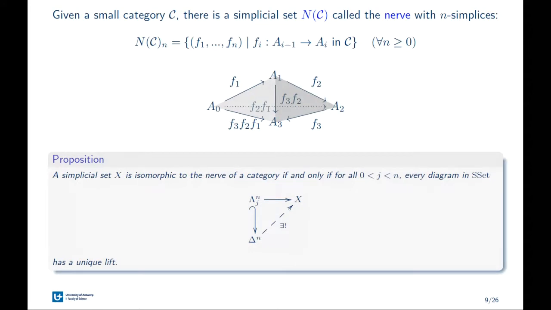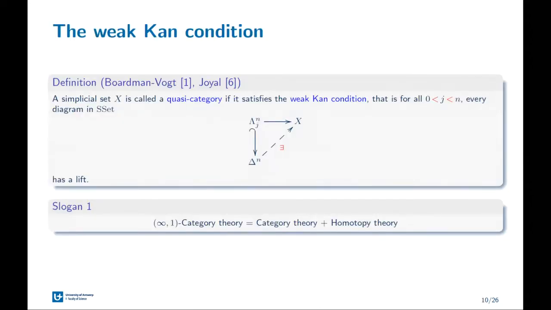So it's not so unnatural to ask the question, what if I take the common weakening of these two conditions? What if I take the common generalization of these two conditions? What kind of objects do I then get? And these are precisely the quasi-categories.